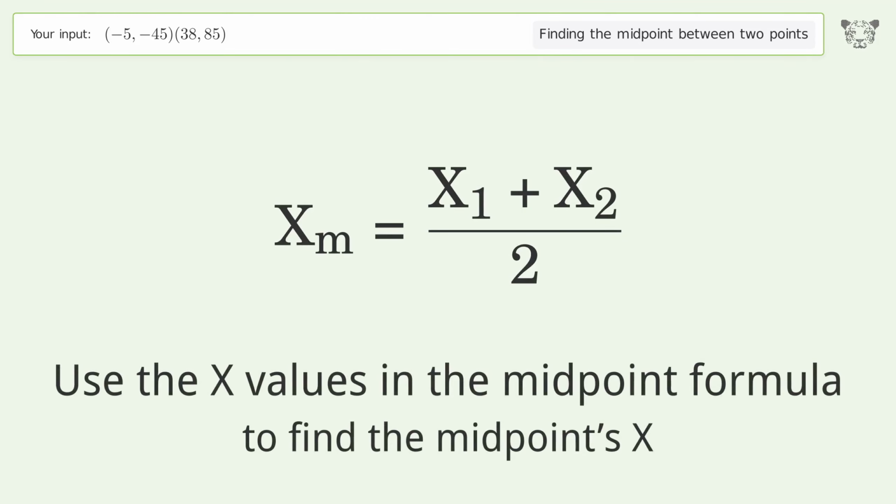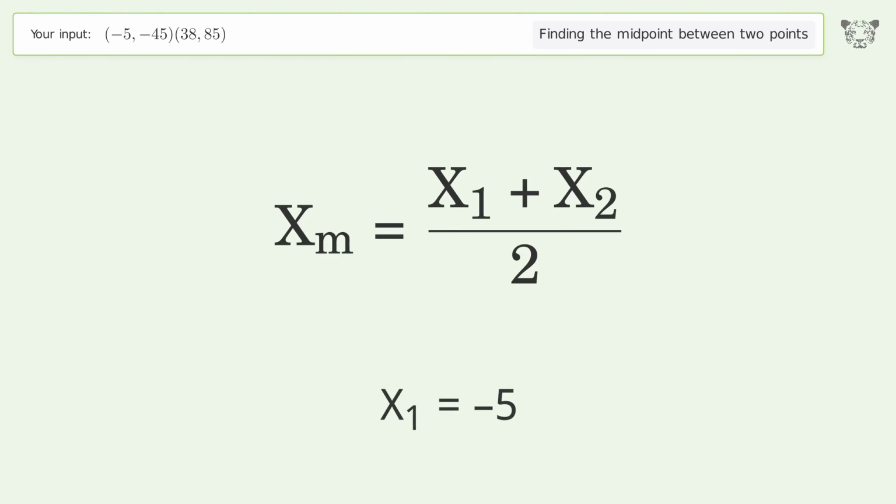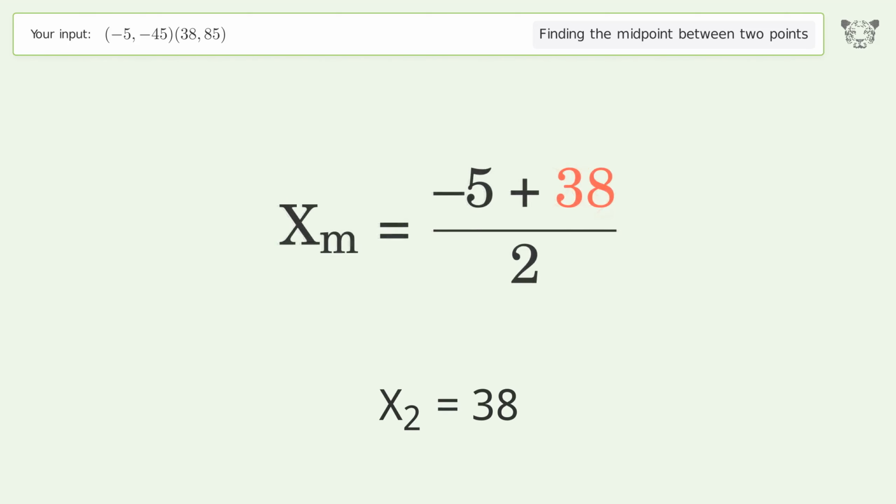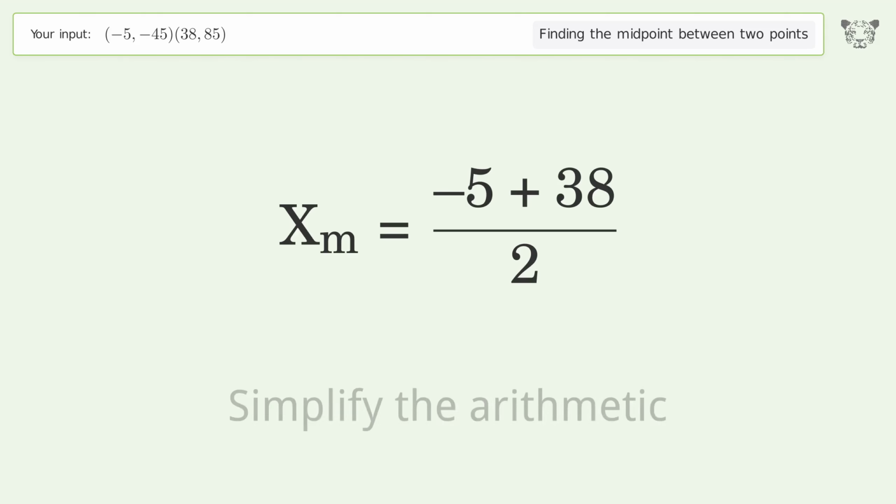Use the x values in the midpoint formula to find the midpoint's x. x1 equals -5. x2 equals 38. Simplify the arithmetic.